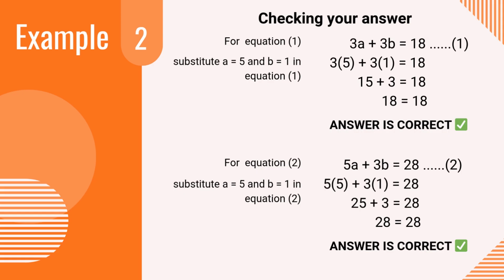I believe if we've been following, we should know how to check our answers by now. So, I'm substituting the values for a and b into equation 1. Solving this will give us 18 on both the left-hand side and the right-hand side, which means our answer is correct. Moving forward, doing the same for equation 2 will leave us having 28 on the left-hand side and 28 on the right-hand side, which means our answer is also correct.